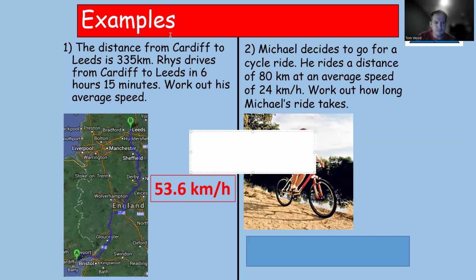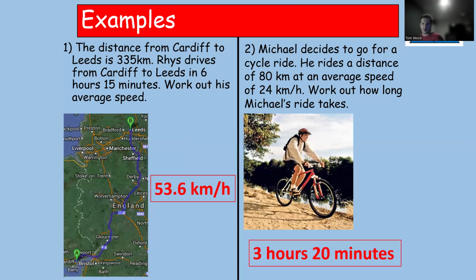So the answer that most people are coming up with is 3.333333 recurring. So obviously, brilliant work on converting this. Let's have a look at how we can answer this. Now, the question itself says Michael decides to go for a ride. He rides a distance of 80 kilometers at an average speed. How long did it take?